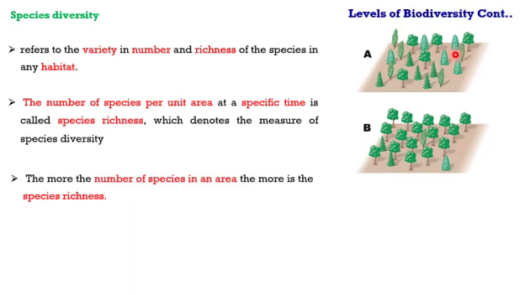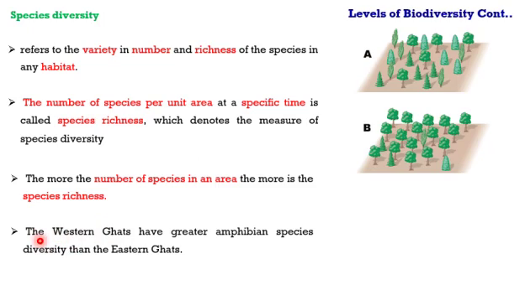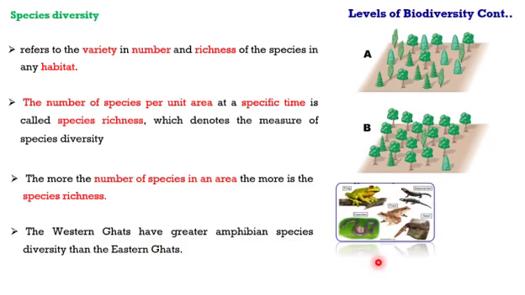Okay, so the more number of species in an area, the more is species richness. For example, if you have three more types of species in this particular area, then you can call this area a high species richness area, right? So another example which they have given in your book: Western Ghats have greater amphibian species diversity than the Eastern Ghats. So I just took a simple picture example for you guys to understand better.